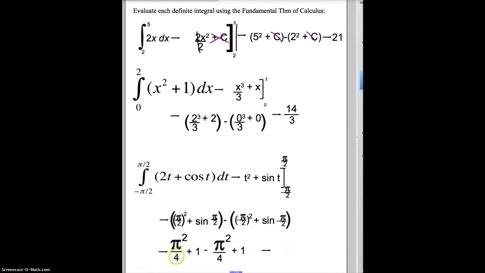So we've got pi squared over 4 plus 1 minus pi squared over 4 plus 1. So the pi squareds over 4 cancel, and we have 1 plus 1 left, so our final answer is 2.